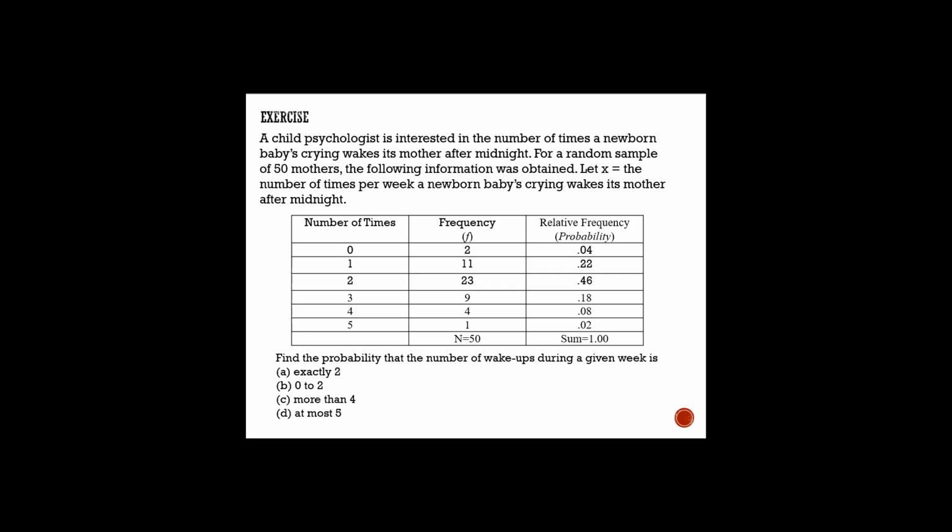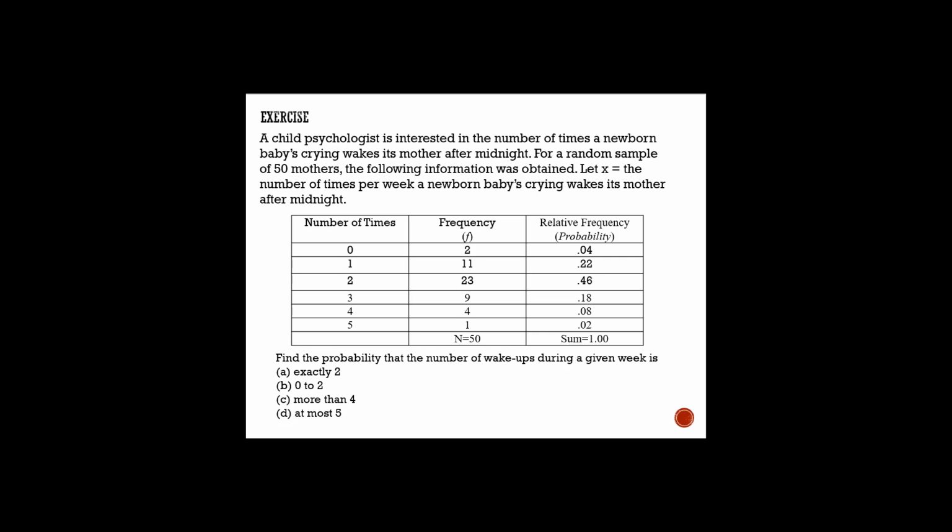Now let's take a look at another probability distribution of a discrete random variable and see what questions we might ask as researchers that this could answer. This was done by a child psychologist interested in the number of times a newborn baby woke its mother after midnight. There was a random sample of 50 mothers, and this information was taken. X is the number of times per week the newborn's crying woke its mother after midnight.